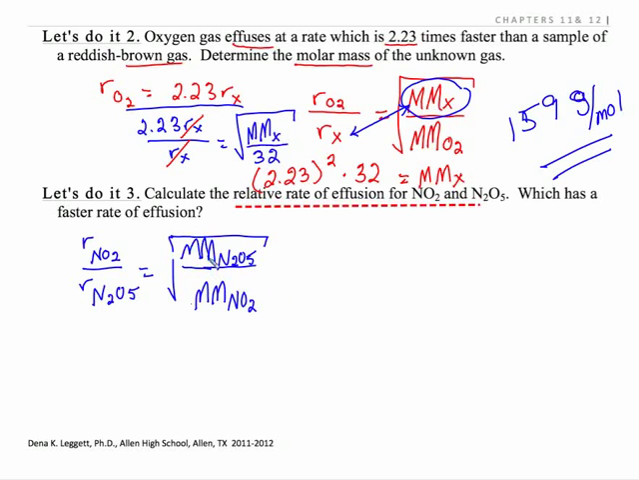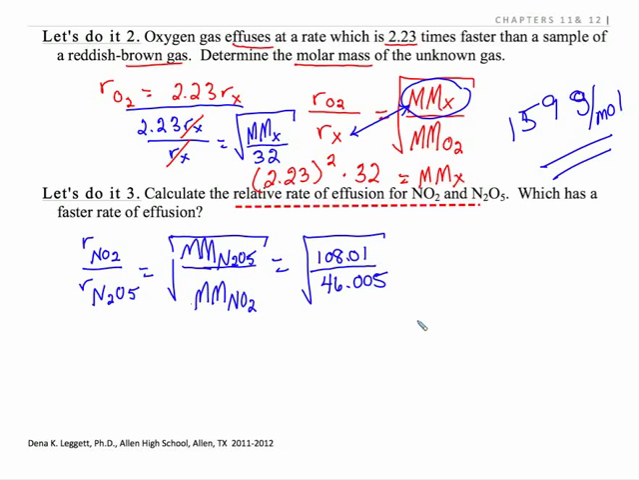Let me clean that up. Sorry about that. Got distracted by checking my time. Okay, so now I can get that because it's easy to get those two molar masses. This is 108.01 for N2O5 and 46.005.